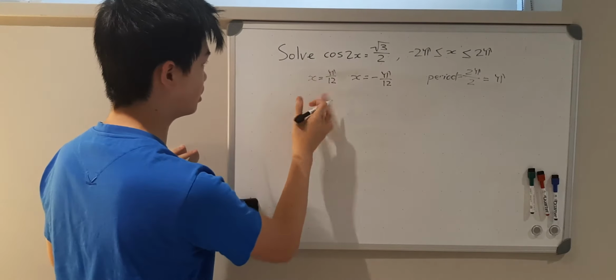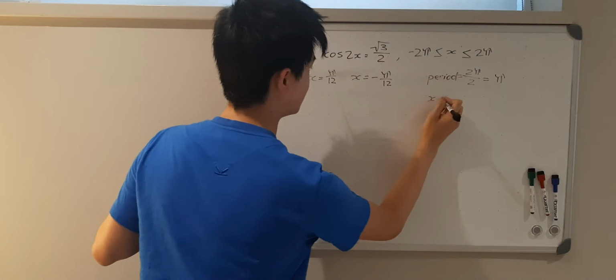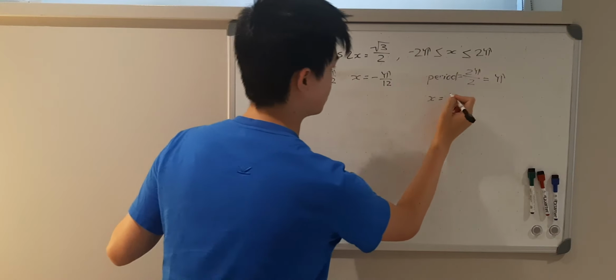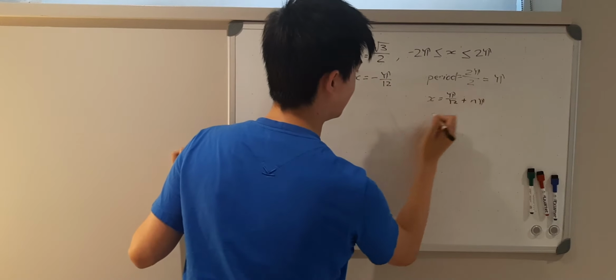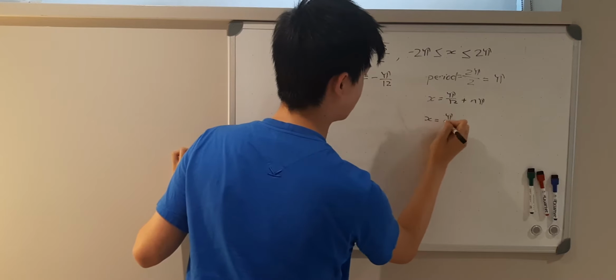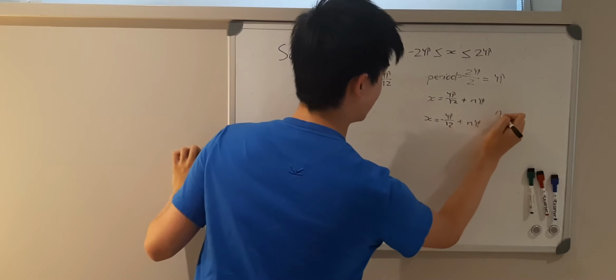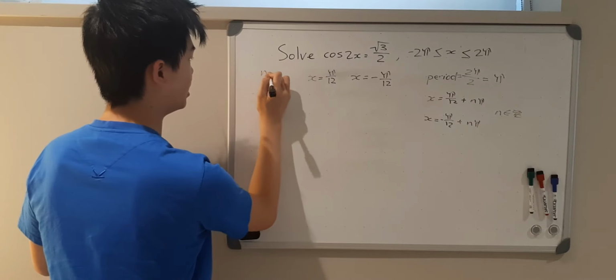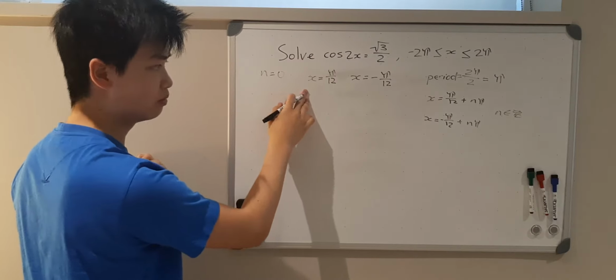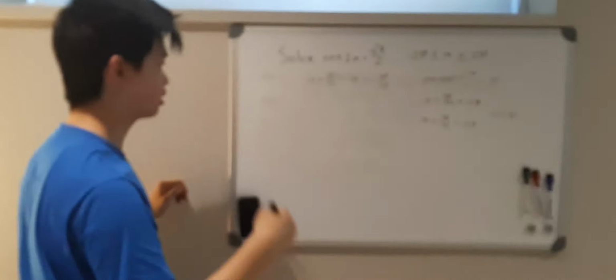So the general formula would be x equals, with no domain restrictions, pi over 12 plus n pi, and x equals minus pi over 12 plus n pi, where n is part of the integers. So these two solutions here, this is when n equals 0. Okay, and for n equals 1, let's take a look.